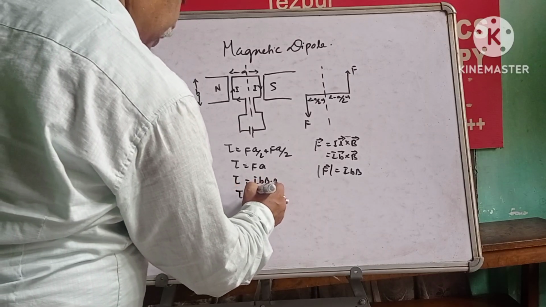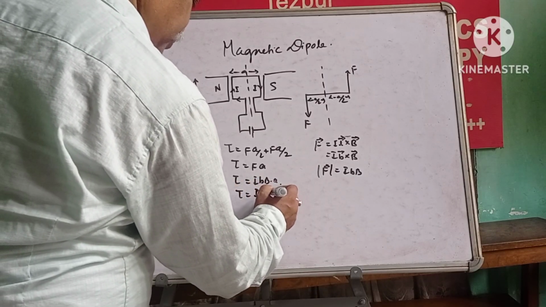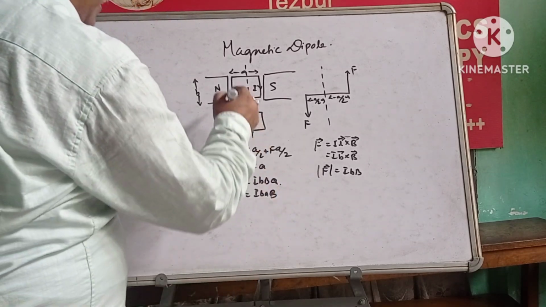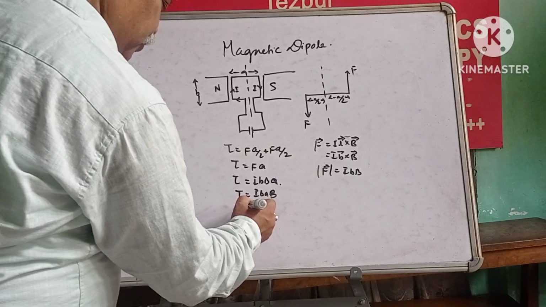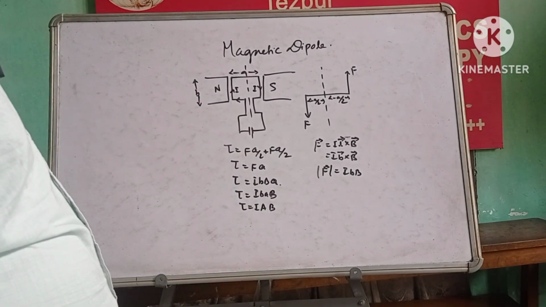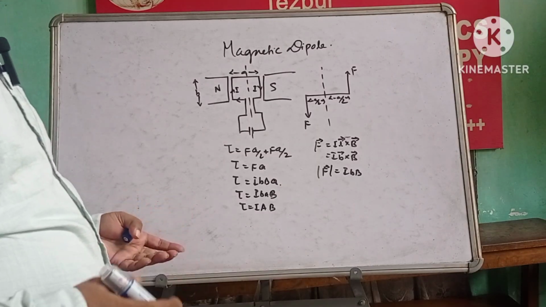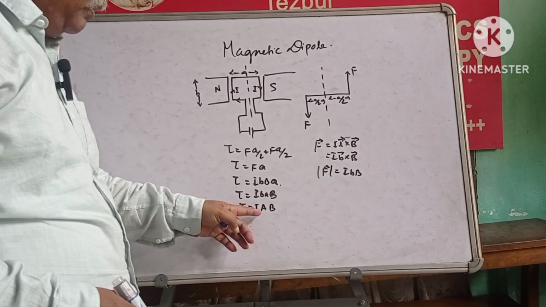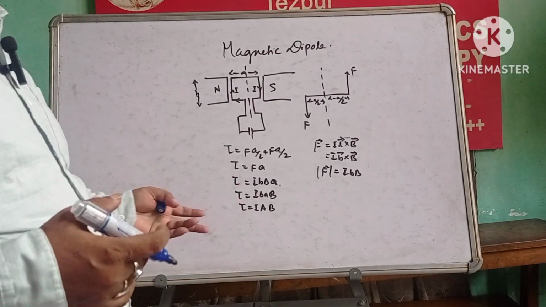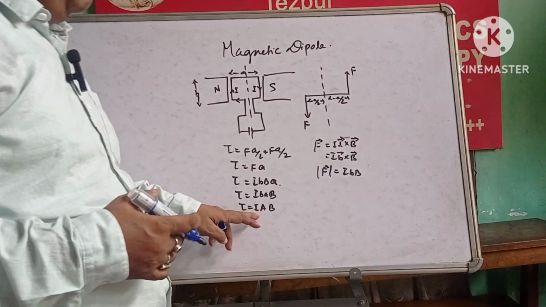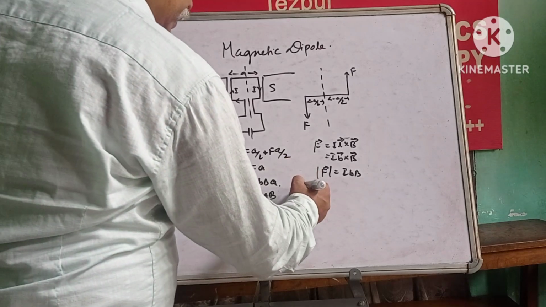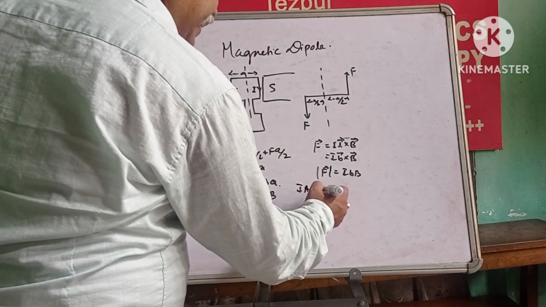So torque will be equal to I b B into a. Here b a is the area of the coil, so torque is equal to I A B. This is your torque. Now, this I A was given a term, that is magnetic moment. This I A is the magnetic moment.